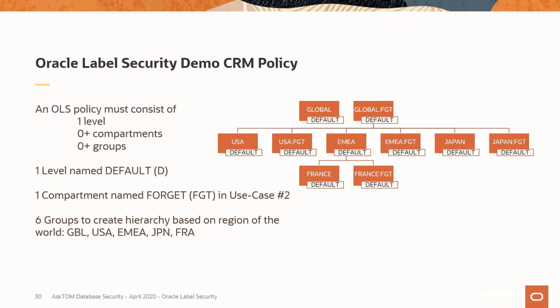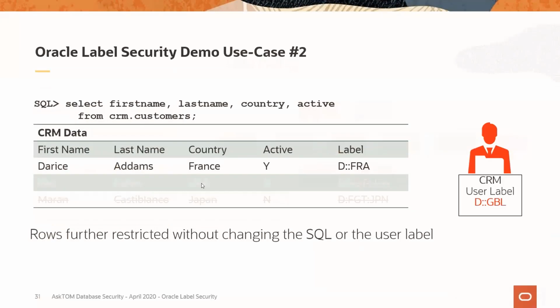We have global, and then we have global and forgot. We have USA, USA and forgot, EMEA, EMEA forgot, etc. And they all have that default level associated with them. All right, so a query for CRM would look like this.